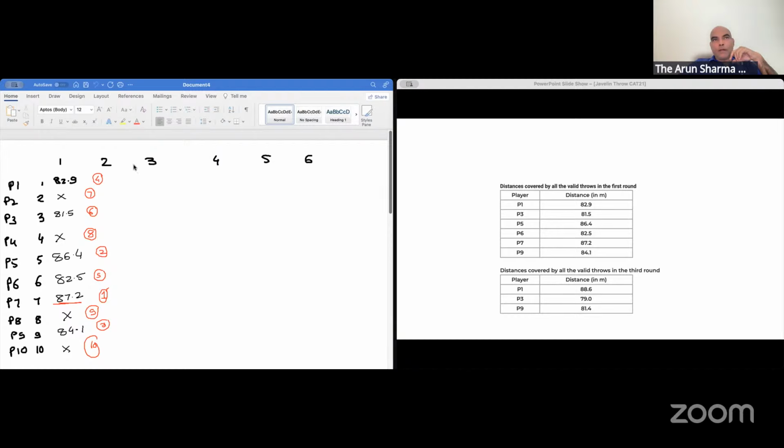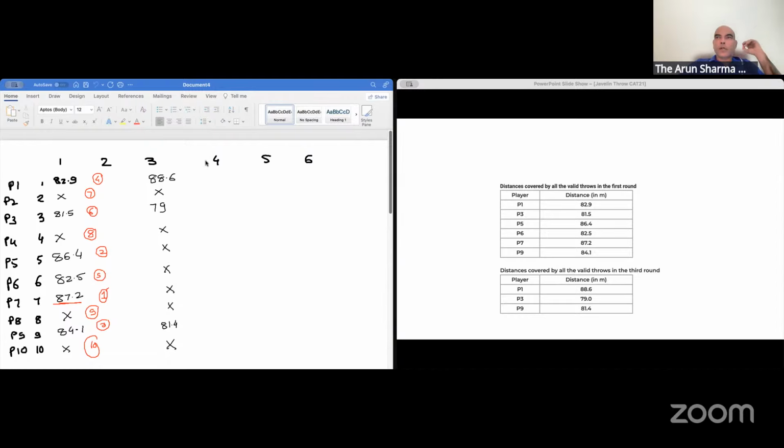So now they've avoided telling us what happened in round two, and they're just giving us distances of all valid throws in round three. So round three, P1 scores 88.6. P3 scores 79. P9 has a throw of 81.4. And P2, P4, P5, P6, P7, P8, and P10, there are only three valid throws in the third round. So everybody else will be missing out on their throws in the third round.